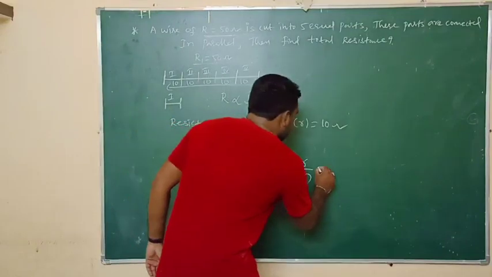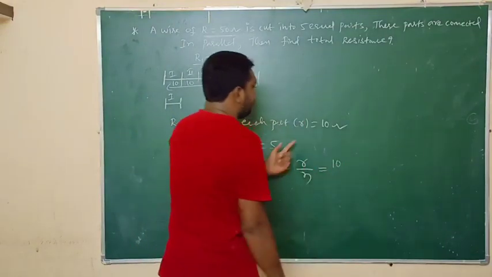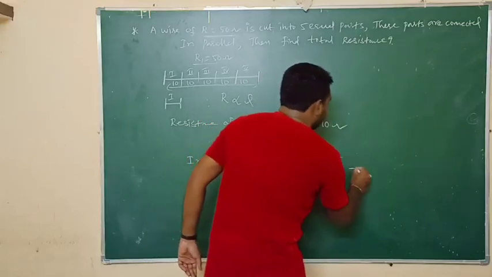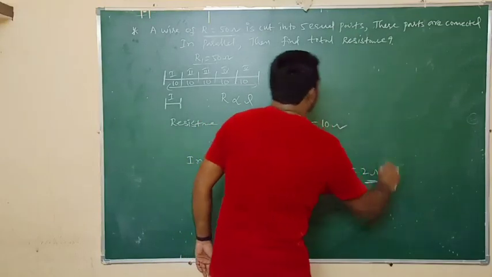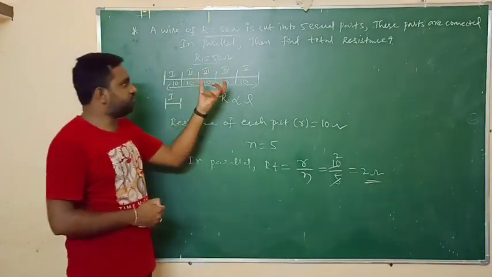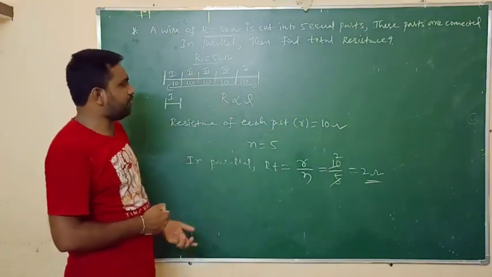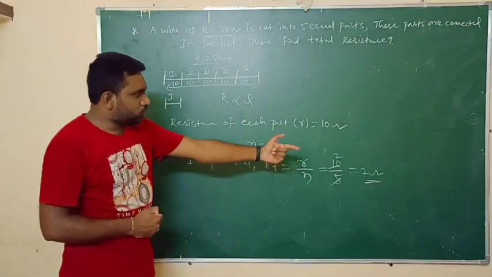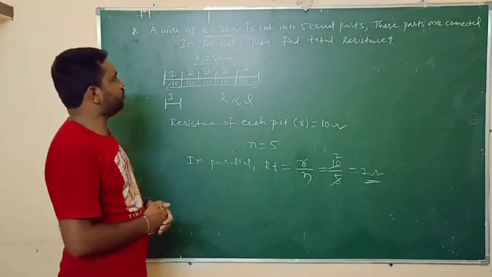So then what do we get here? The resistance of each part is 10. How many resistors do we have? 5. So 10 over 5 in total. So then what do we get? 2 ohms. So after these 5 parts are connected in the parallel combination, the final resistance is given by 2 ohms. So that is the answer for this question here.